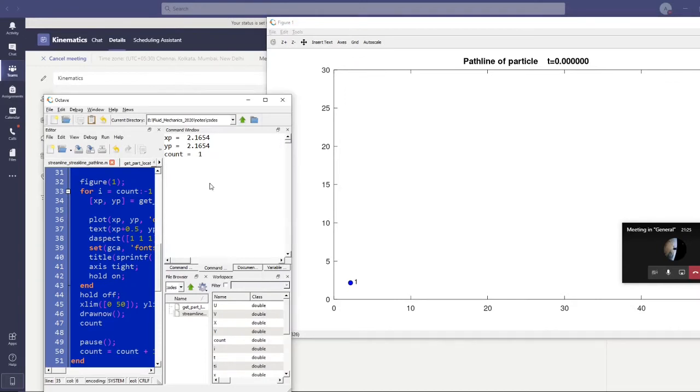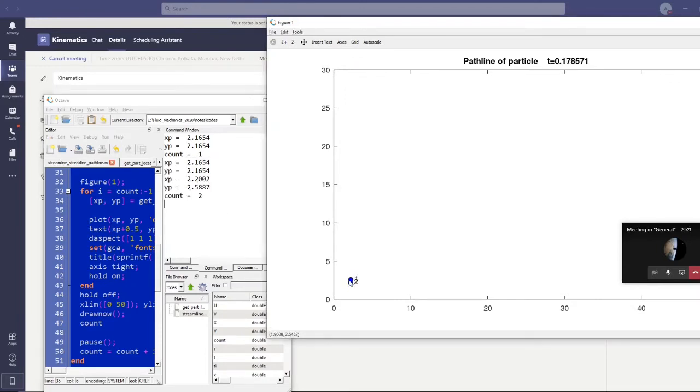Now, when we go to the next time step, particle 1 has moved and particle 2 has come into the domain at the same point of injection. At the next time instant, particle 1 and 2 have gone with the flow. Particle 3 has now come into the picture. Similarly, 1, 2 and 3 have gone into the flow. And remember, it is the same flow that we had shown earlier.